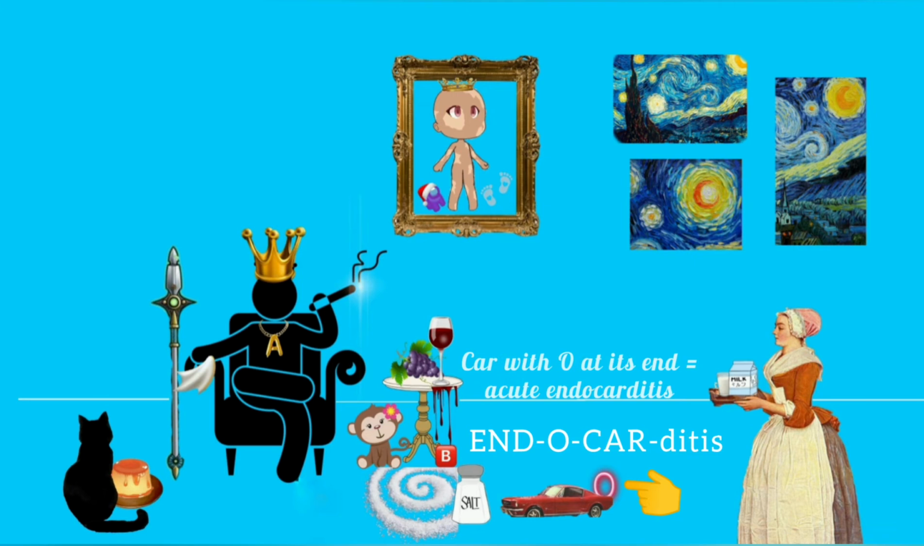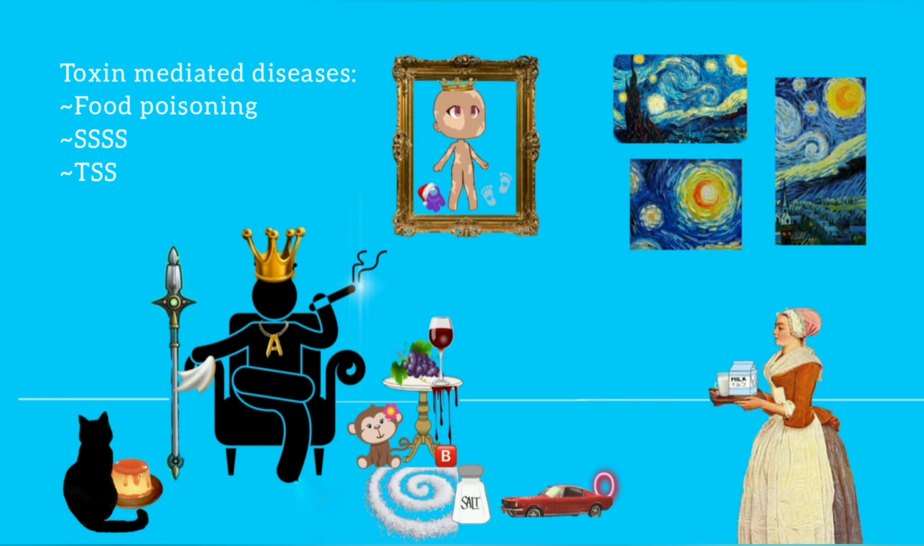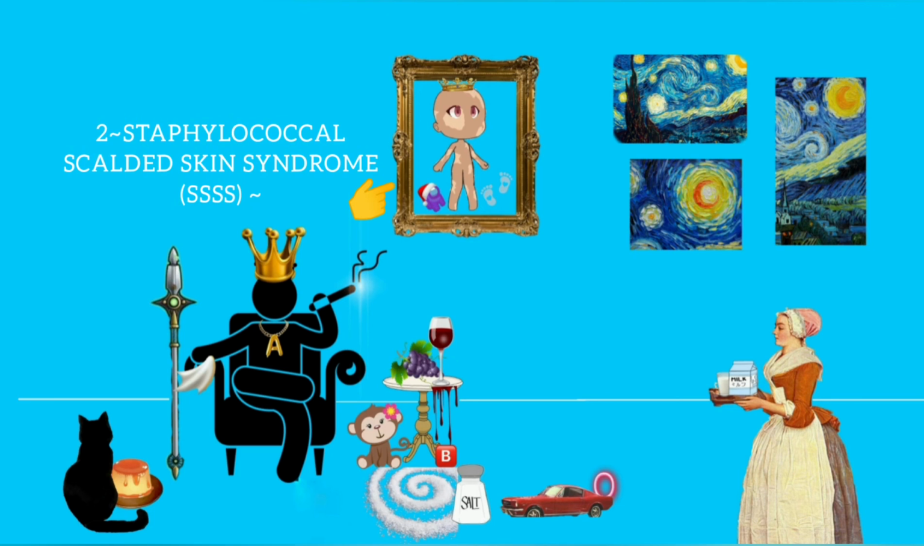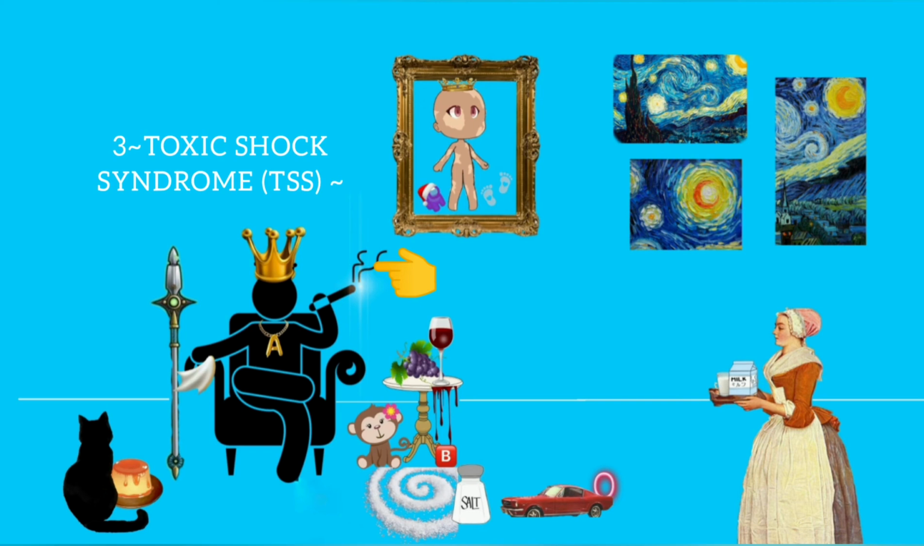Now we will see the toxin-mediated diseases that are food poisoning, staphylococcal scalded skin syndrome and toxic shock syndrome. As you can see, the king has refused to eat and has even given his food to the cat. So we can know food poisoning from this. Also, you can see the framed childhood photograph of the king in which he has skin disease, which will remind us of staphylococcal scalded skin syndrome. In addition to toxin, the cigar will also imply toxic shock syndrome.